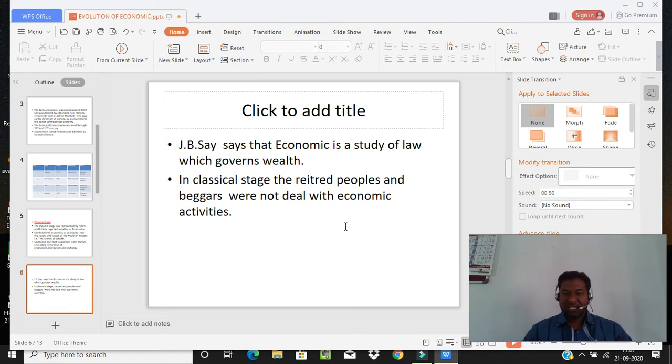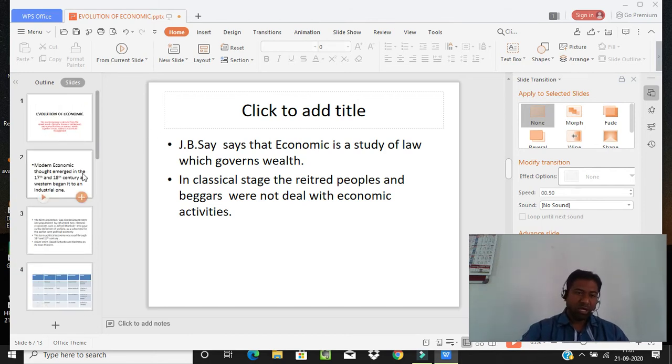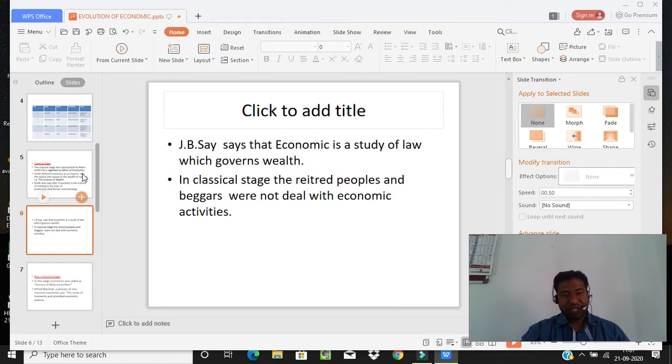In the classical stage, retired people and beggars were not dealing with economic activities. A retired person finds it very difficult to follow or focus on economic activity, and beggars you also can't see. But nowadays they are earning more. It depends on the person and the situation. But according to Adam Smith, in the classical stage, these things do not involve economic activities, and he focused mostly on the wealth of a nation, all the natural resources, and what things are there.